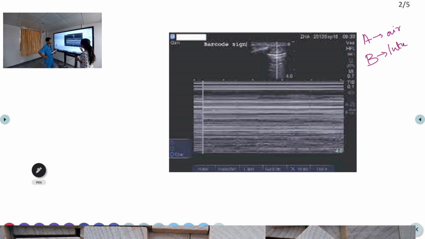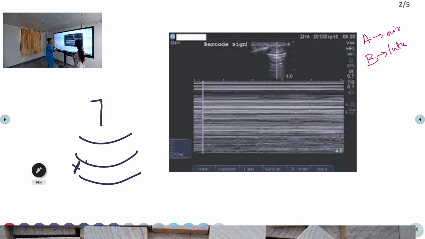So in B profile, how will the lines be? The pleural lines, these air lines, will not be continuous. They will be broken, and there will be shadowing. Here you will be seeing rocket-like waves going like this. This is the B profile. It is not seen in effusion. It is seen in which condition? Pulmonary edema, and some sort of consolidation.